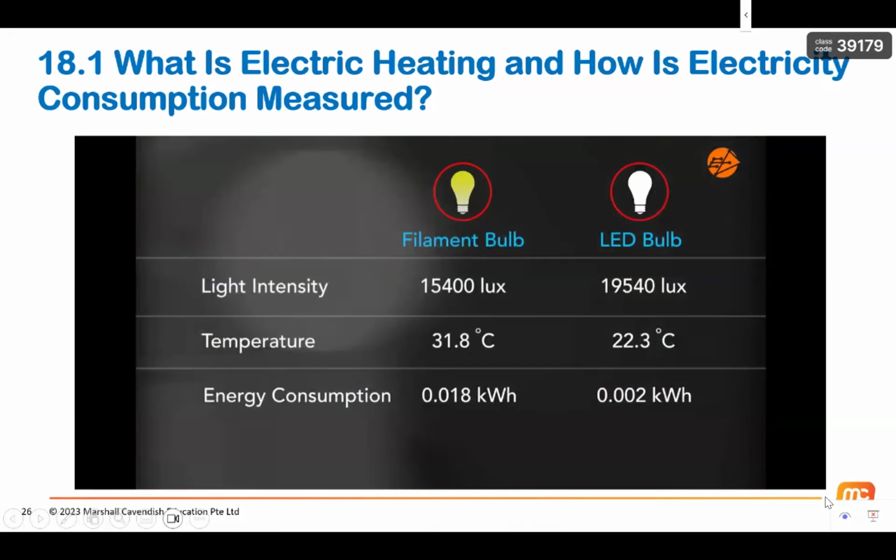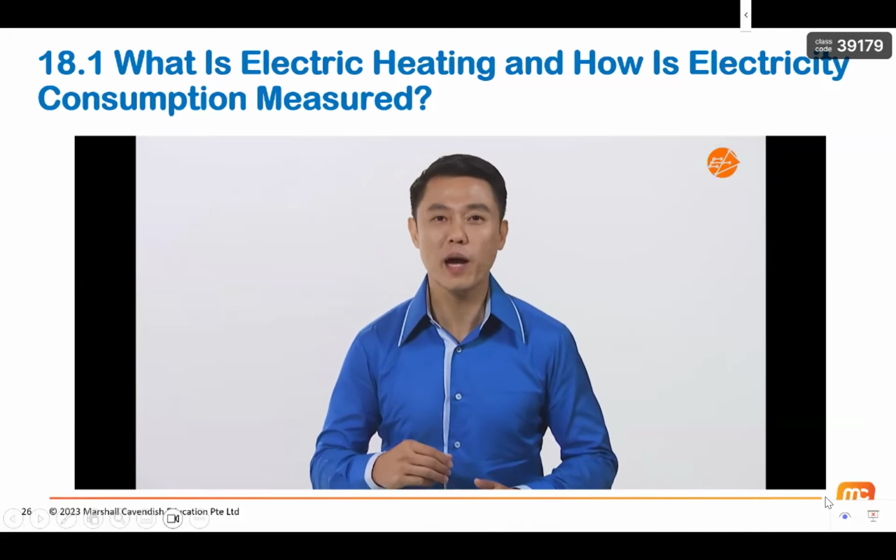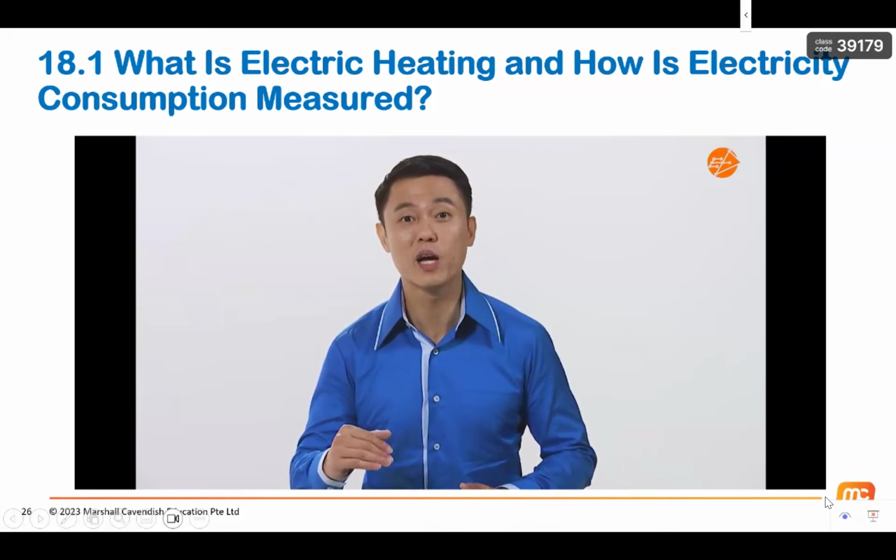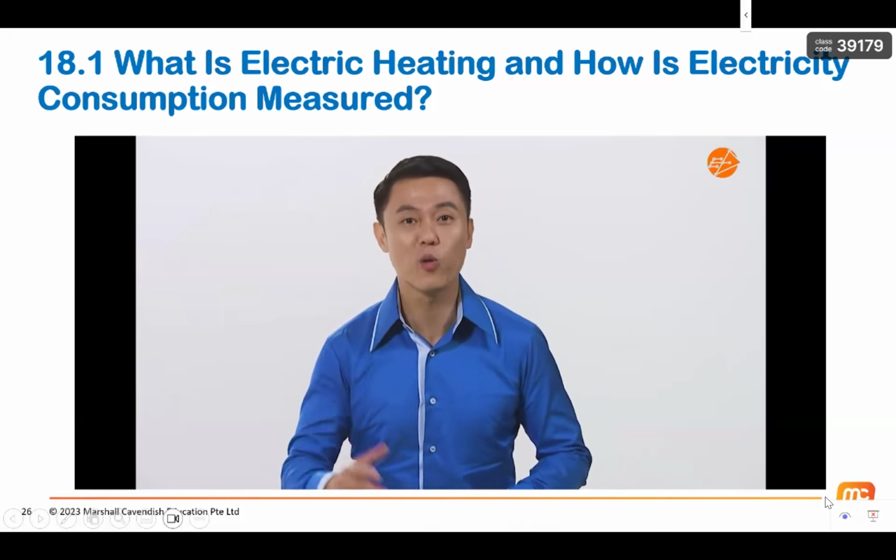In summary, an LED bulb is brighter, generates less heat, and uses less energy than a filament bulb. Hence, we should switch to using LED bulbs if possible. The next time you shop for household appliances, remember to look out for those with more ticks on their energy labels or appliances that work at a lower power rating.